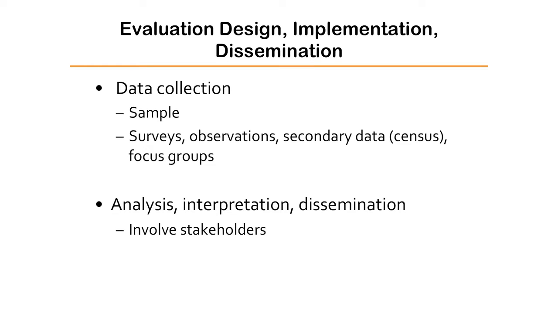So another part of evaluation design is data collection, and this is obviously really key. You need to think about who's going to comprise your sample, how are you going to collect the data, are you going to do surveys, observations, use secondary data like the census, use qualitative methods like focus groups. And once you collect your data, you have your analysis and interpretation, and I think interpretation is where you're looking at your findings and trying to make sense of them. For that piece, it's really important to involve stakeholders. So other people who helped with implementing or carried out the intervention, they should be involved here to help you make sense of what's going on. And then there's dissemination, where you're sharing your findings with others.